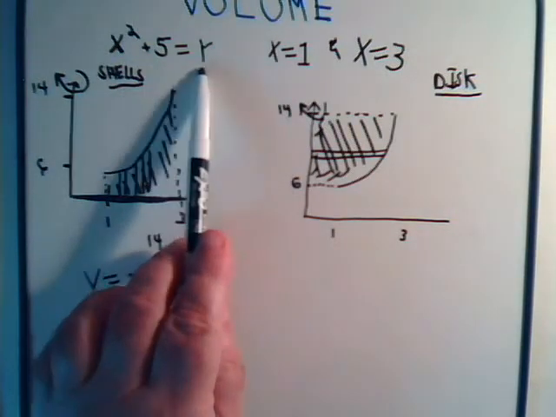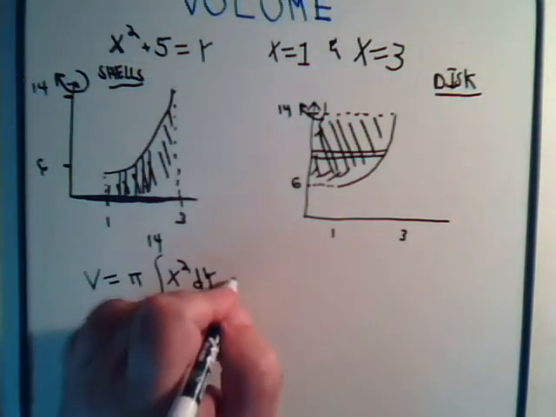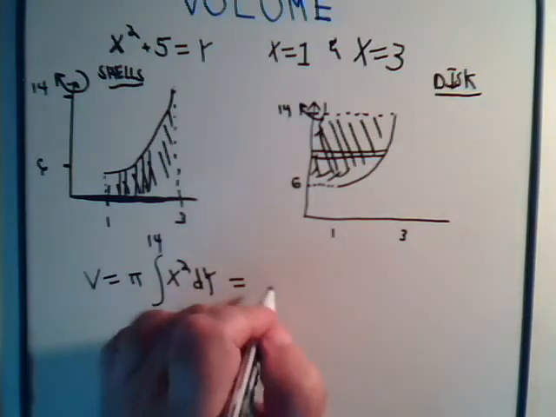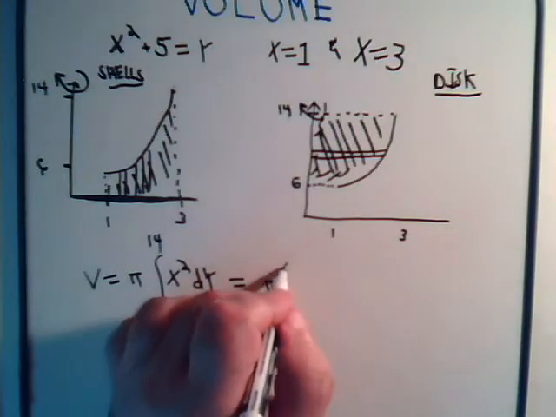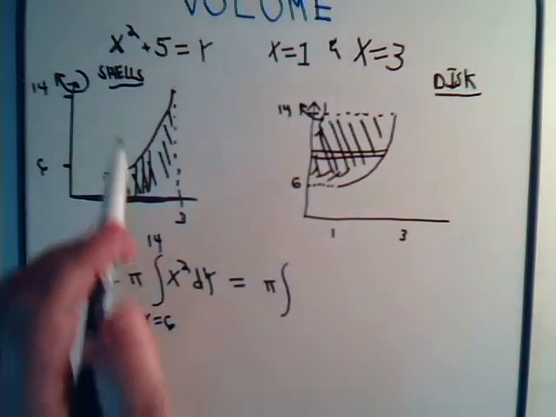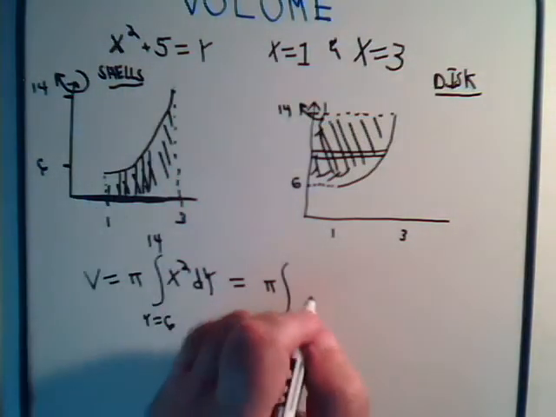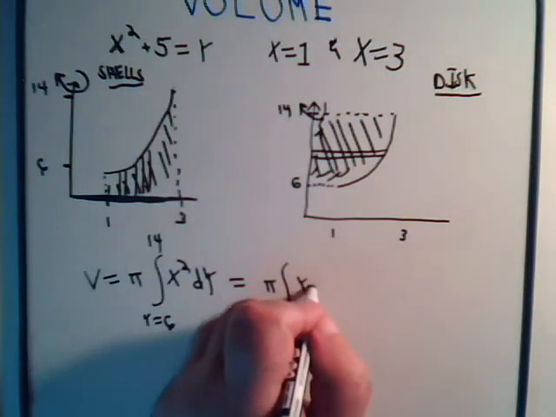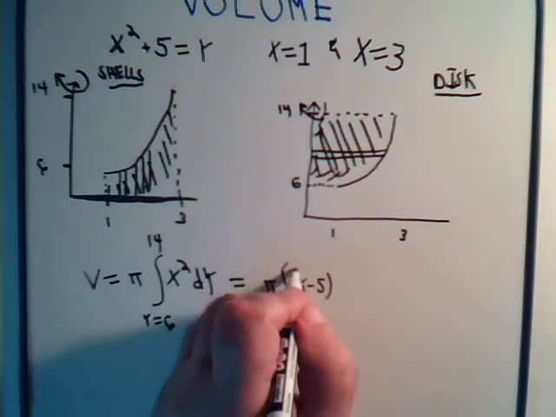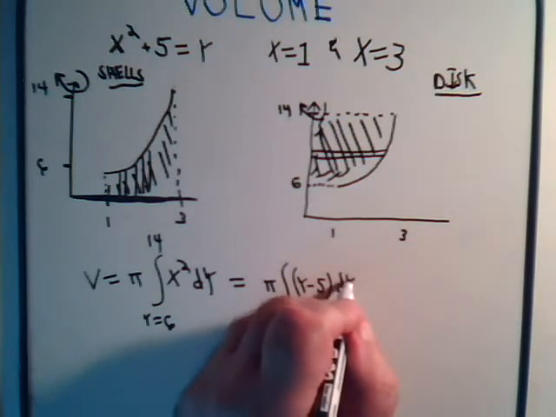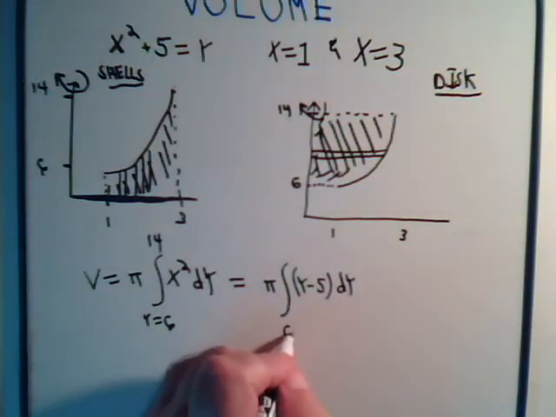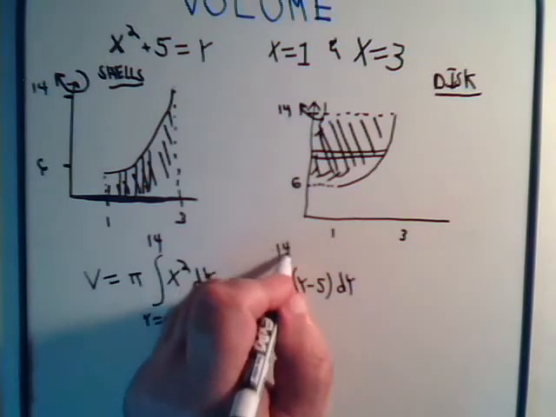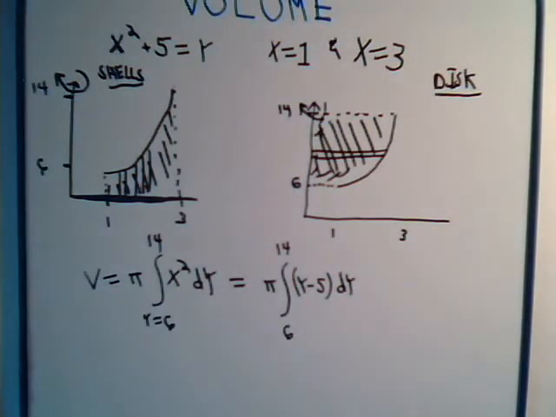X squared will equal y minus 5. So this will equal the integral of y minus 5 dy. Y goes from 6 to 14. And again, the integral is very easy to handle.